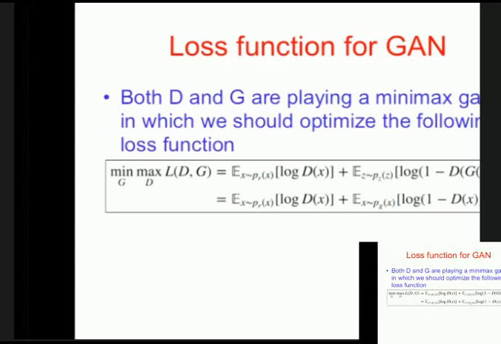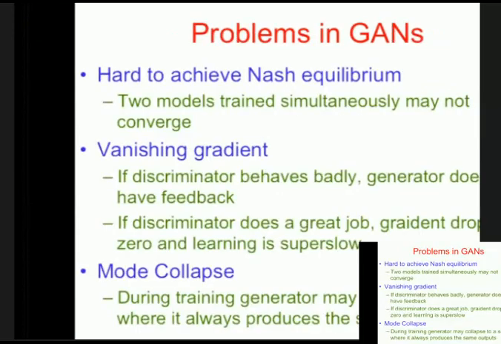And this is playing a minimax game in which we should optimize the following loss function. Min over G and max over D, L of D, G. We can express it as expectations over here. And there are all kinds of solutions now for dealing with that. And there is now a ton of papers coming out of the idea of GAN, which is now 3 years old or something. So that is ancient. So there are now 100 different methods based on GANs. And what are these papers addressing?